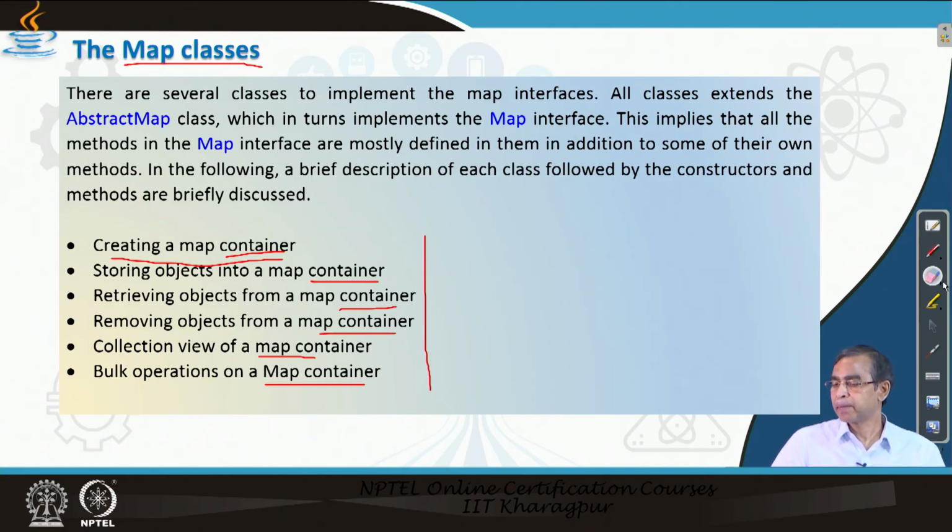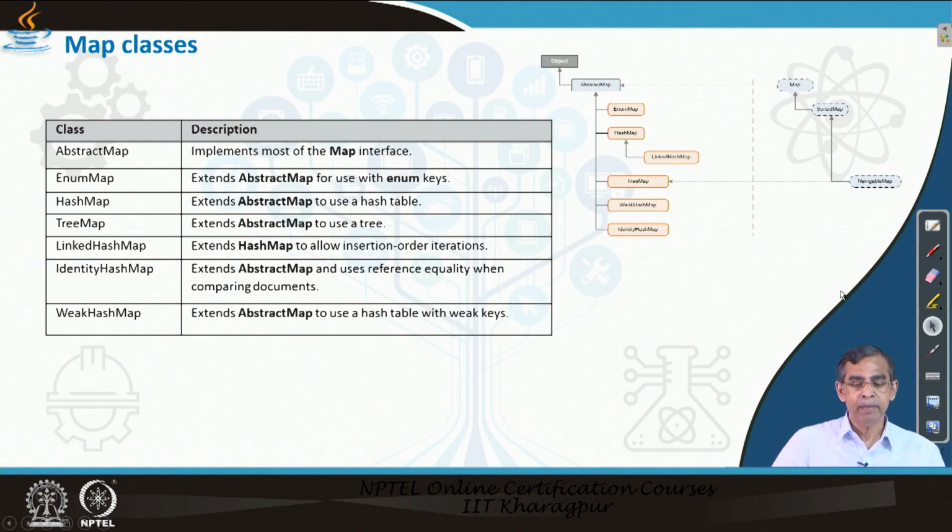And so far as the different map classes are concerned, I have already mentioned that 4 map classes are there. Those map classes are enum map, hash map, tree map, linked hash map. These two maps are not used for programming purposes, so they are not included in our discussion. So this is overall the map framework.